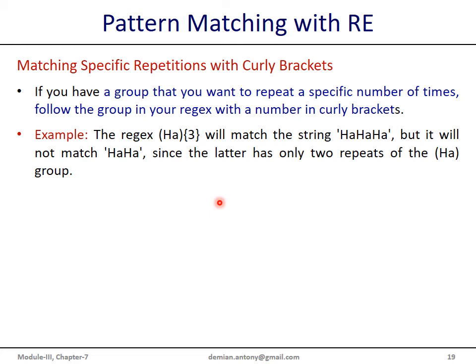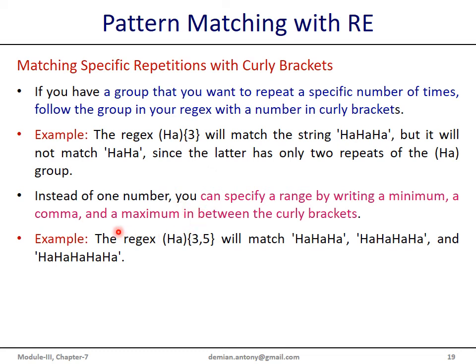Matching specific repetitions with the curly brackets. If you have a group of characters and you want to repeat them a specific number of times, what we have to do is use curly brackets and specify the repetition count. For example, if you want to repeat HA 3 times, then you write a regular expression with the group HA and the repetition count 3 within the curly brackets.